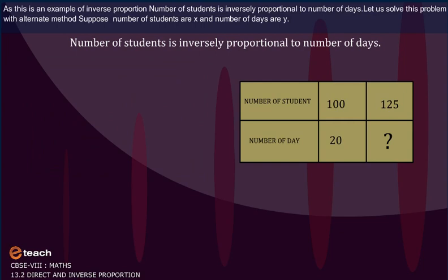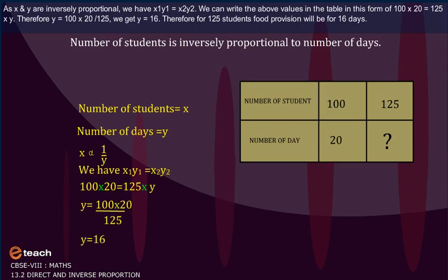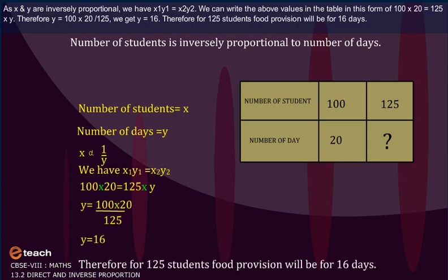Suppose the number of students is x and the number of days is y. As x and y are inversely proportional, we have x1 y1 is equal to x2 y2. We can write the above values in the table in this form: 100 into 20 is equal to 125 into y. Therefore, y is equal to 100 into 20 divided by 125. We get y is equal to 16. Therefore, for 125 students, food provision will last for 16 days.